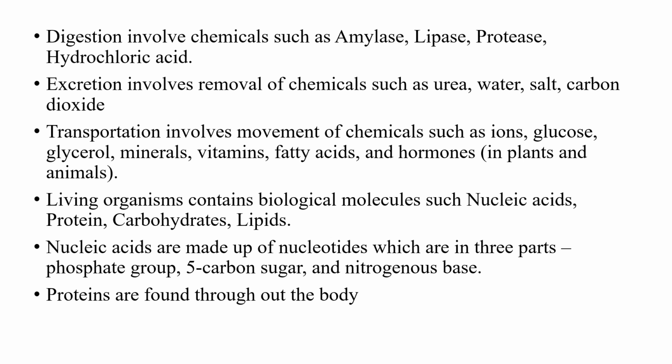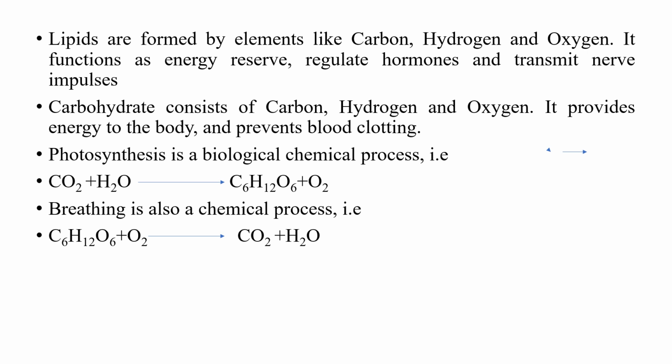We also have proteins, different types of proteins. They are found throughout the body. Most times when somebody is growing or developing, we say that the person is taking enough protein. These proteins are made up of different elements, and so they are chemicals. We have lipids. They are formed by elements like carbon, hydrogen, and oxygen. Lipids function as an energy reserve, that is, they keep energy in the body. In case there's need for energy, they bring it up. They also regulate hormones and transmit nerve impulses.